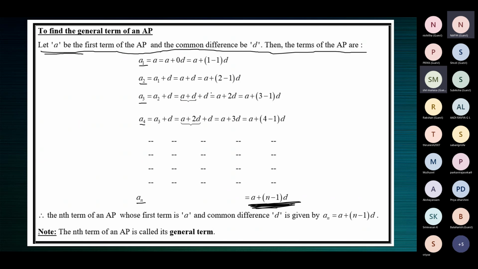So what's the first term? The first term is A itself, because let A be the first term. And how can you express A? You want the common difference also in the expression. So A means A plus 0D. Is this correct, children? A means A plus 0D. Yes or no, children? What is 0D? 0D means 0 into D, which is 0. So A plus 0 is A only.